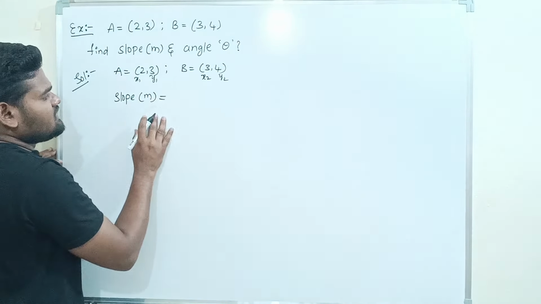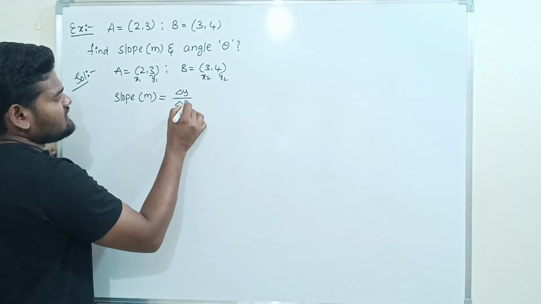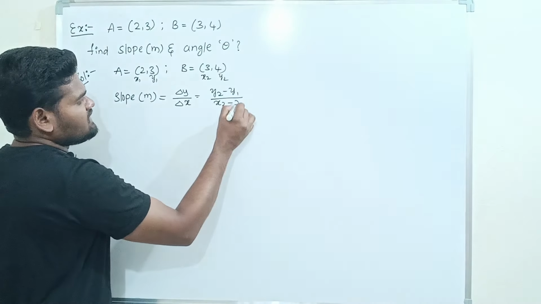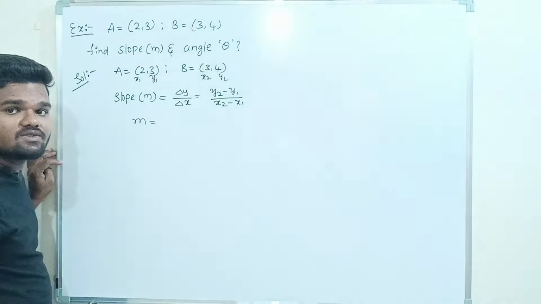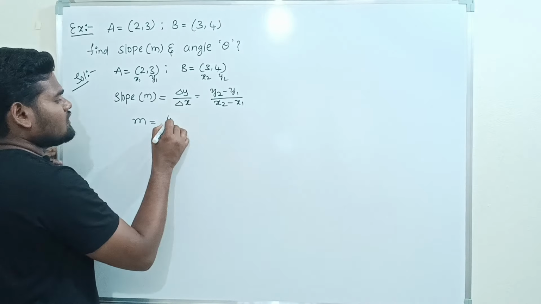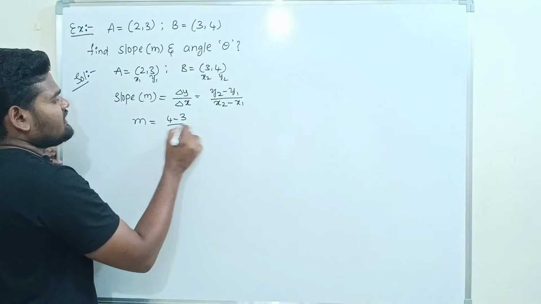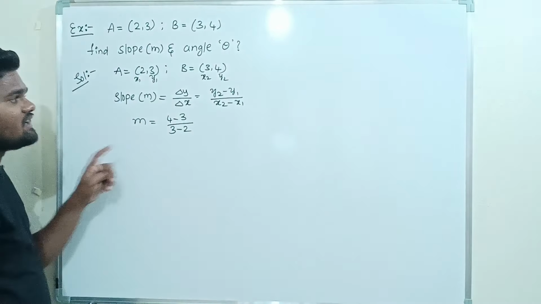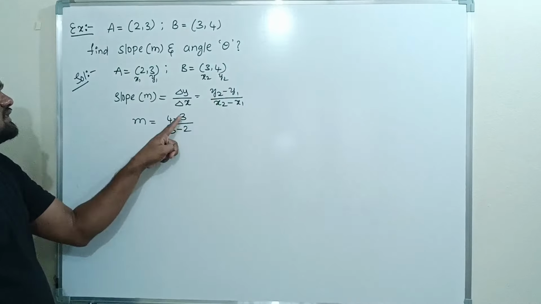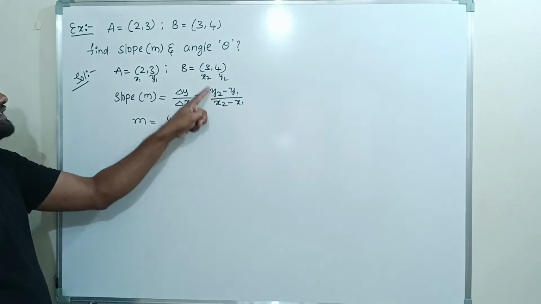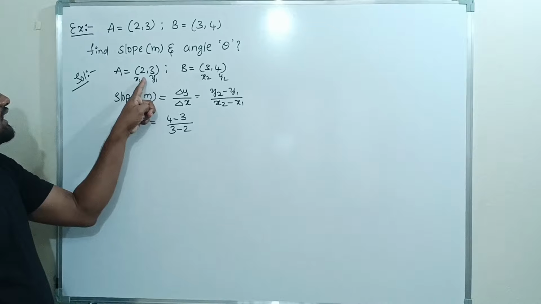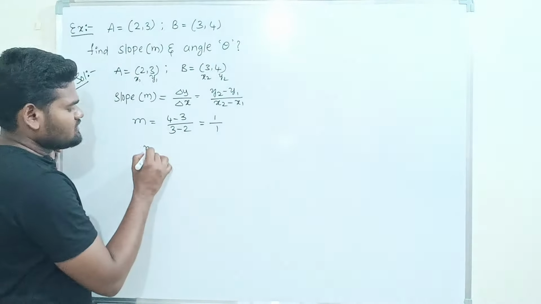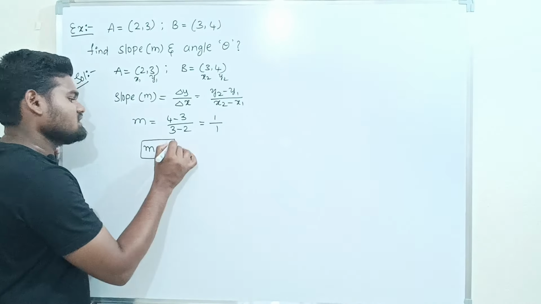Slope M is equal to, what is the formula? Change in Y by change in X. Change in Y means Y2 minus Y1 by X2 minus X1. Then slope M is equal to Y2 means 4 minus Y1 means 3 divided by X2 means 3 minus X1 means 2. Is this clear? 4 minus 3 is 1, 3 minus 2 is 1. So M is equal to 1. Slope is equal to 1.